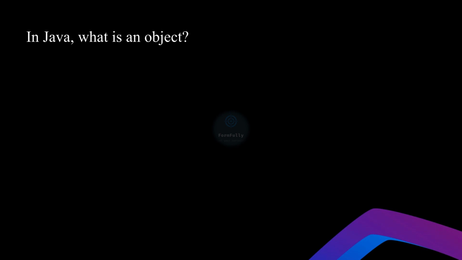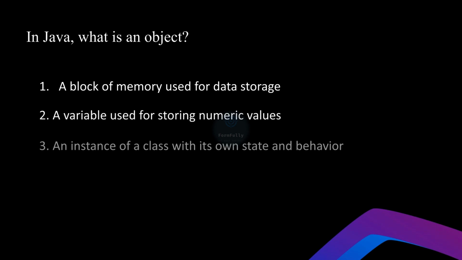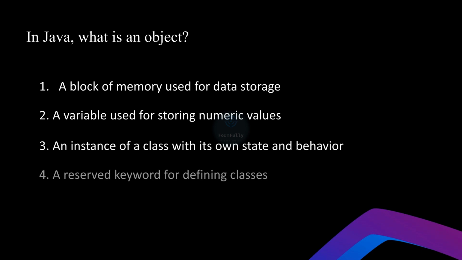Next question. In Java, what is an object? A block of memory used for data storage, a variable used for storing numeric values, an instance of a class with its own state and behavior, a reserved keyword for defining classes. An object in Java is an instance of a class and it has its own state and behavior. So option 3 is correct.